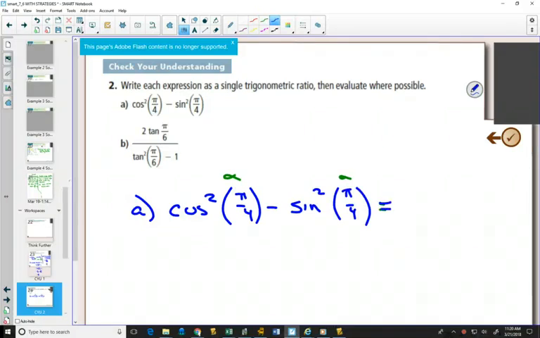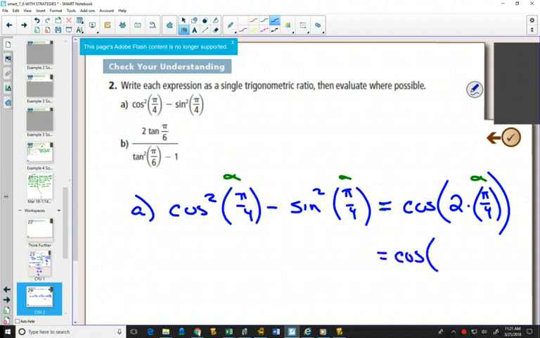You can see that that's one of the cos 2 alpha formulas. So I can rewrite this whole thing, which is the right-hand side of that formula, and I can write it as cos 2 times whatever alpha is. And if I do that and simplify that, then this just becomes cos of pi over 2. And it may be a little bit less calculations than we would have had to do originally.